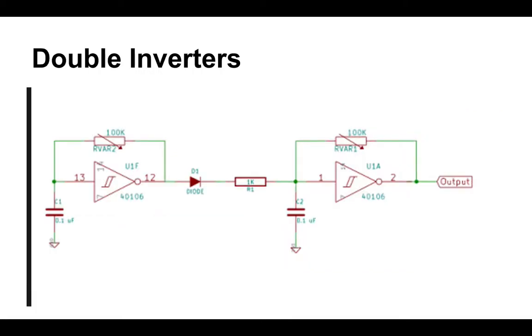The cool thing about the 4106 and why so many people love it is because there are 6 inverters on the chip. So you can daisy chain these together to make really amazing sounds. So here are 2 inverters. I run the output of the first one through a diode into the second. Now, I'm not going to tell you what will happen. I'm just going to play this for you.